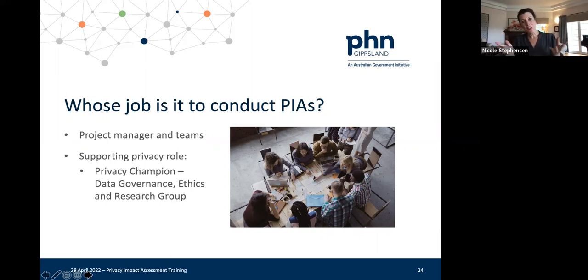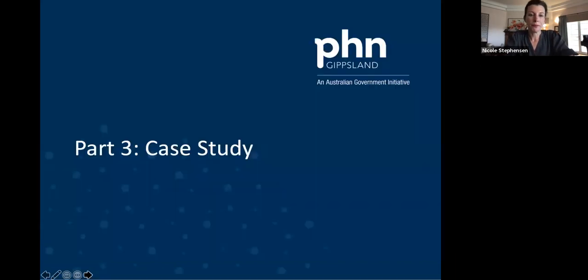Now, this is actually really quite wonderful for everyone because what it means is there's actually lots of hearts and minds already that are focused on privacy and getting it right within the PHN, which gives you that additional layer or level of support and confidence at the project level in order to get this work done.